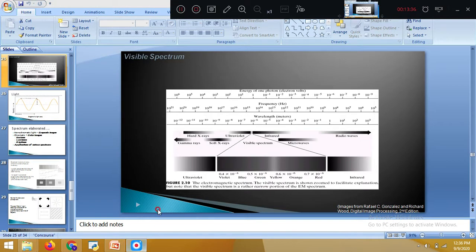Going to the next very important thing would be about your visible spectrum. So now we'll go ahead with the discussion of the visible spectrum.